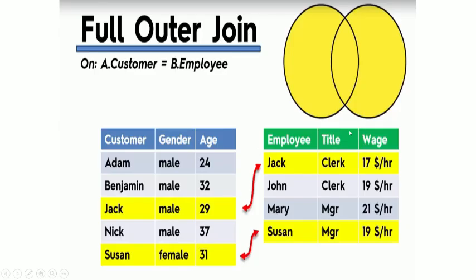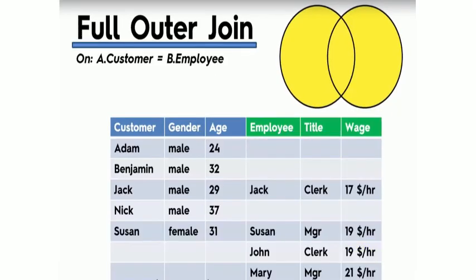You can see this from the pictorial representation. You can see from this Venn diagram as well, everything from the left table, everything from the right table, and only the matching records from both the tables. Jack is matching with Jack, Suzanne is matching with Suzanne. And this is the final output for full outer join. Everything from the left table, everything from the right table, we get the matching records. Jack is matching with Jack, Suzanne is matching with Suzanne, and we get null values from the left table and right table. All right.